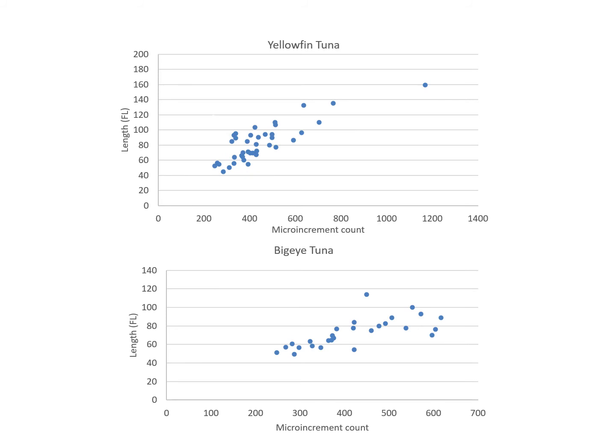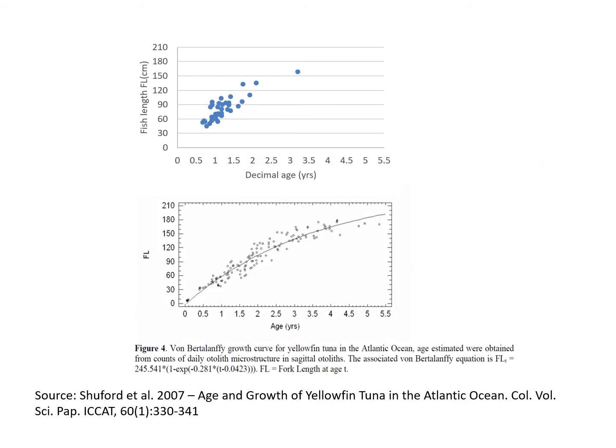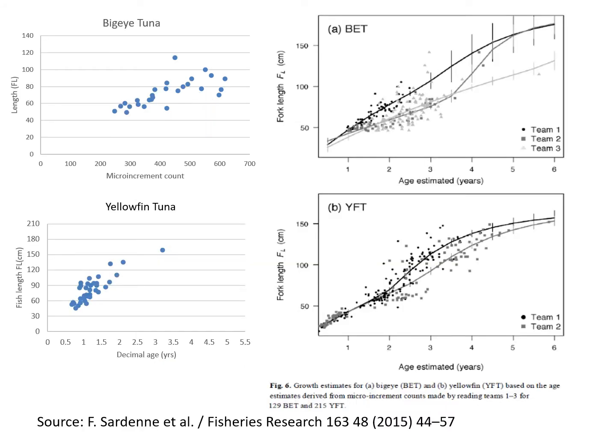This slide shows you the micro-increment count of the daily age compared to length for both species, and we can see that the relationships are quite good. And the daily age is increasing with length as expected. When we compare the yellowfin work to another study in the Atlantic, the results are quite similar as well. When compared to bigeye and yellowfin estimated from daily aging in the Indian Ocean, we can see there are similarities in our estimates compared to estimates in the Sardin paper.